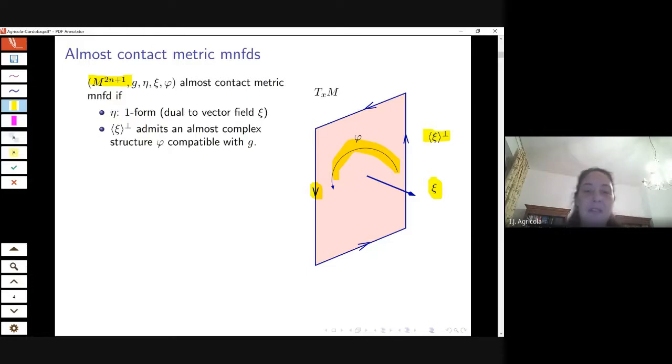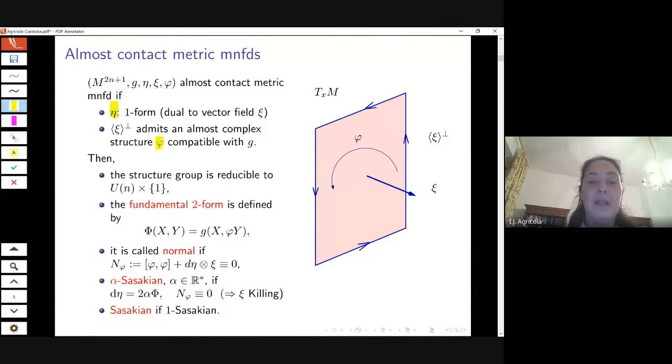On the border of my square of this plane, I'm just indicating the sense of rotation. So we have eta, we have this phi, and then the structure group of such a manifold is automatically reducible to U(n) times 1. There is a fundamental 2-form associated with the almost complex structure phi, which will be called big Phi. There's an integrability condition for this almost complex structure, which is measured by a Nijenhuis-type tensor, which is called N phi. And the manifold is called normal if this tensor vanishes.